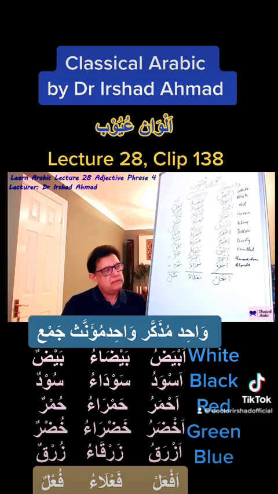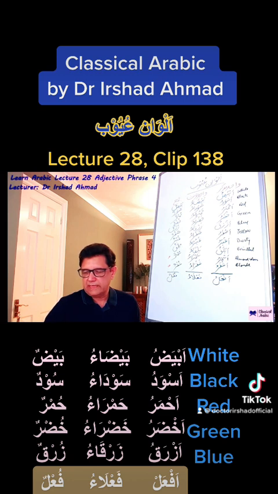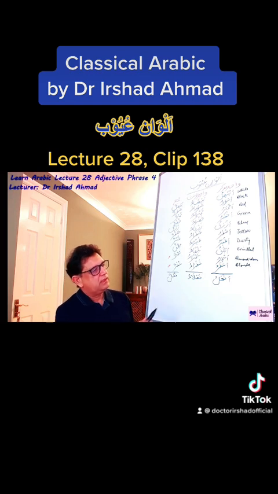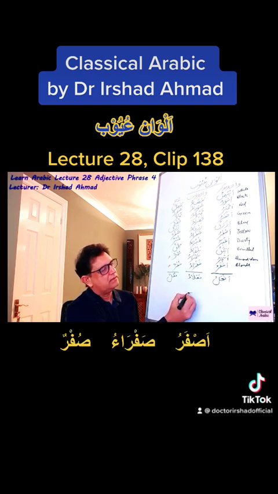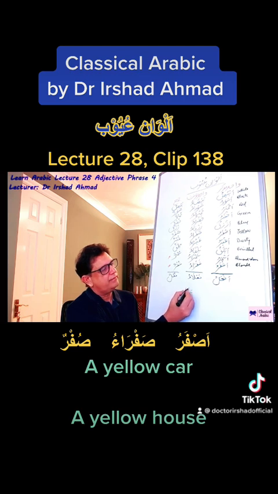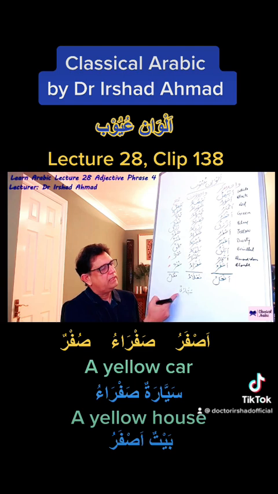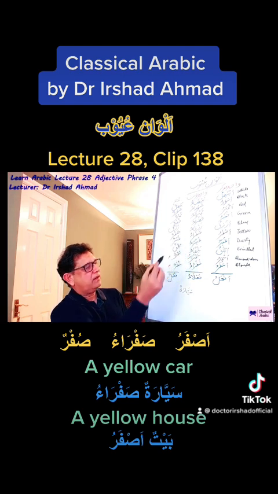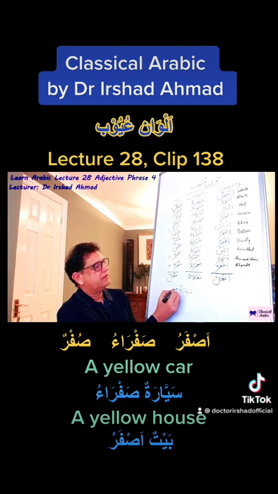Let us look at certain examples. For example, if we want to say a yellow car. So car is sayyaratun, and ta marbuta means it is feminine. So sayyaratun. What kind of car? Yellow car. In Arabic, mawsuf comes first and then sifa follows. We know that. So sayyaratun, because it's feminine and we want to say yellow car, we'll have to pick from here not asfaru but safra'u. So sayyaratun safra'u.